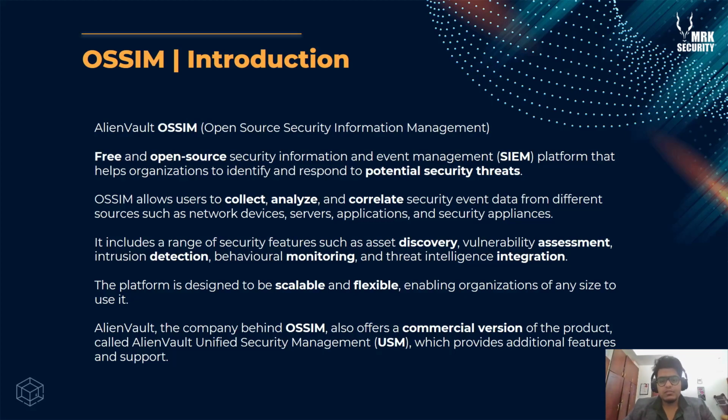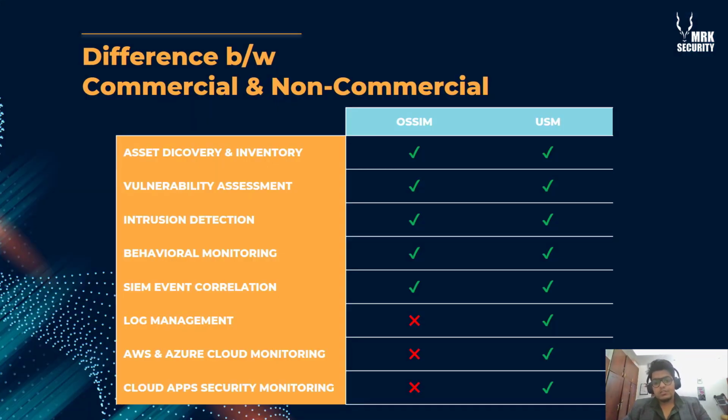But any firm can use it. If there is a community version and a commercial version, it means the commercial version is going to give you more benefits than the simple community version. So let's discuss those differences. What are the differences between USM and OSSIM? If you move next, here come the differences.